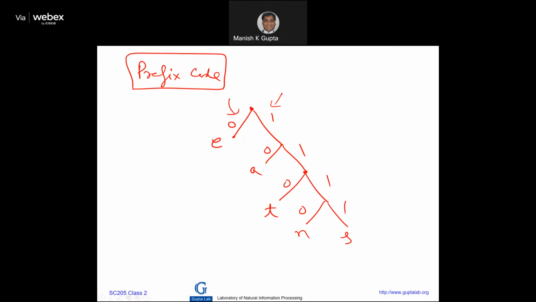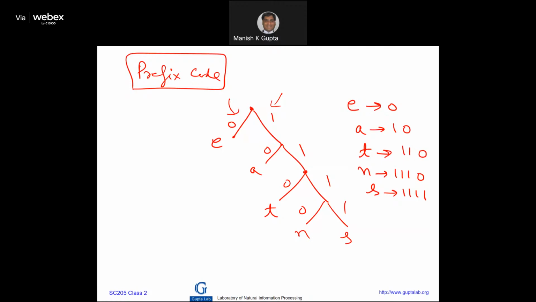So from this kind of tree, I can encode E as 0 because only 0 bit is there. Then the next one is A. A is 1, 0. So basically, we are coming from here. This 1 and this 0 is for A. Okay. Then for T, 1, 1, 0 and 1, 1, 1, 0. For S, 1, 1, 1, 1. Okay. So this is known as prefix coding.